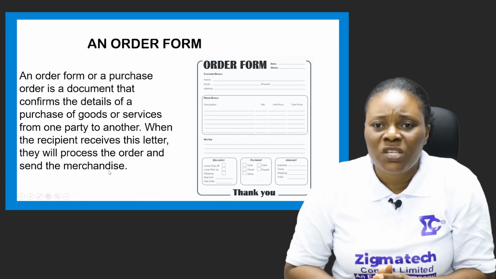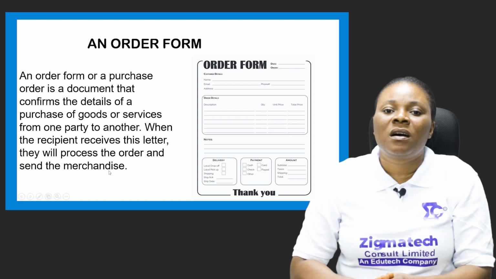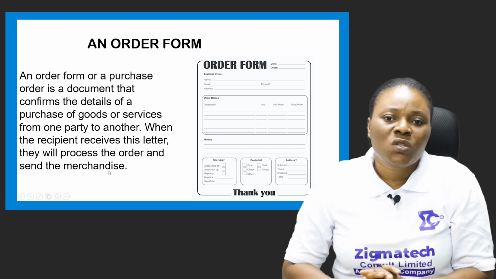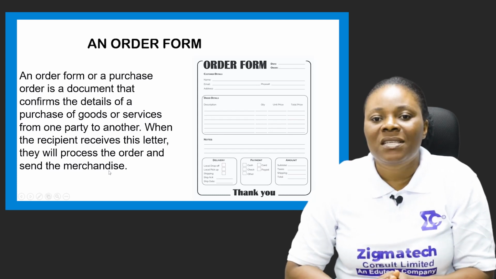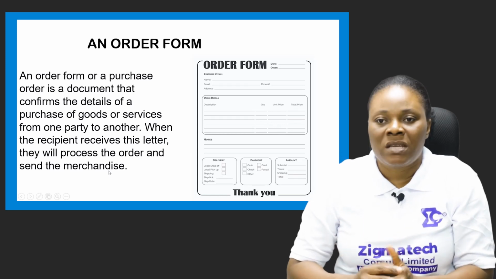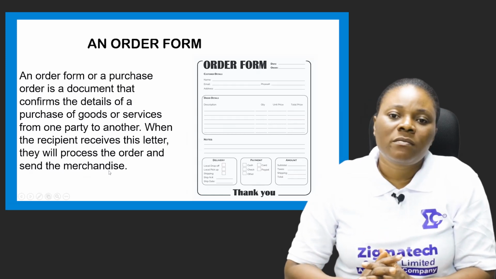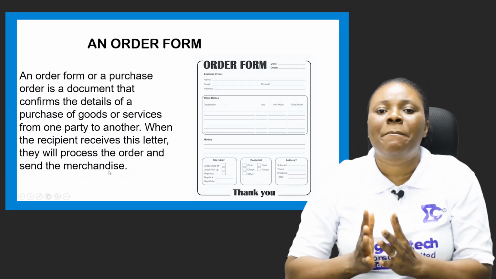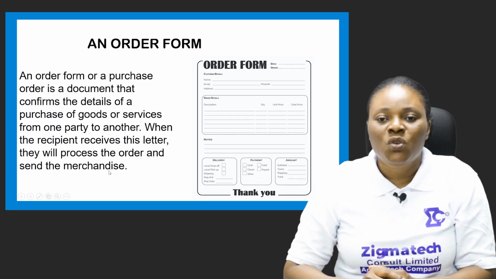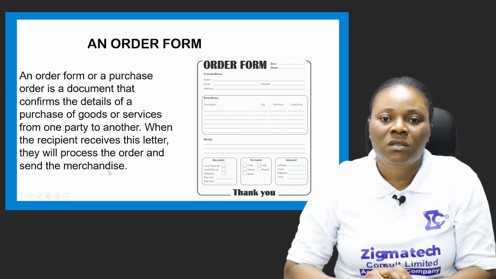The next type of purchase document is the order form. We can also refer to the order form as a purchase order. This document is prepared by a buyer to request for goods.